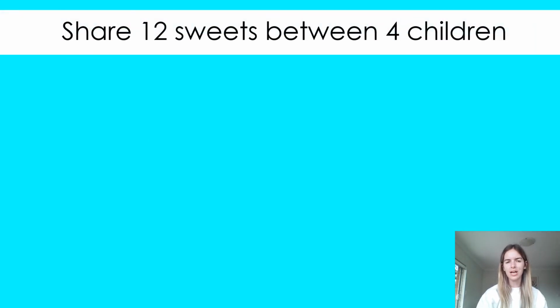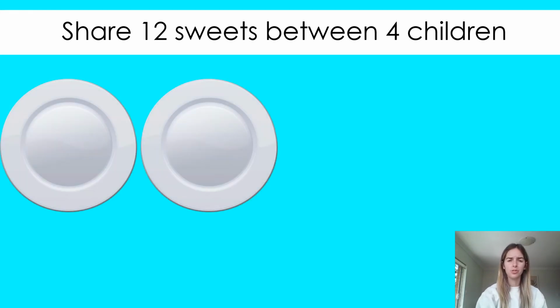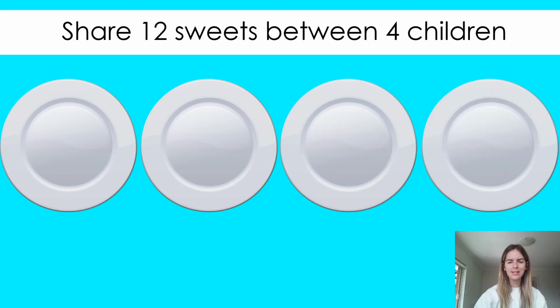Okay, now sharing 12 sweets between 4 children, the first thing that I need to do is draw my 4 plates. 1, 2, 3, 4, and these can also represent my 4 groups. The next thing I need to do is share my 12 sweets equally. Doing it one by one, we're going to place 1 sweet on each plate until we reach the number 12.